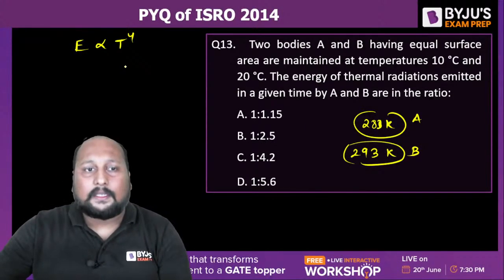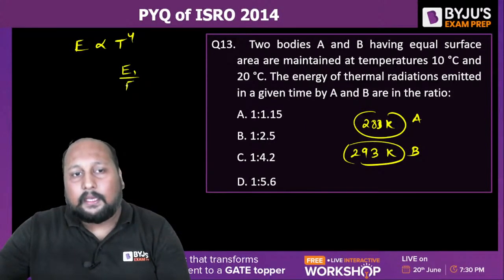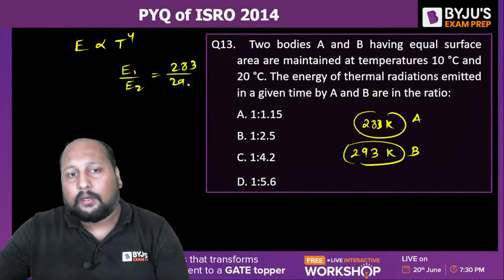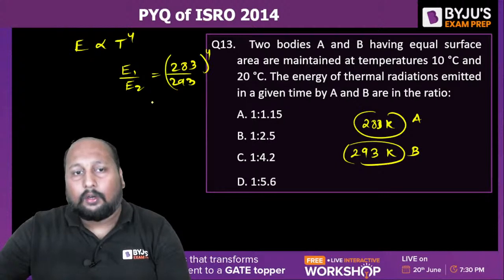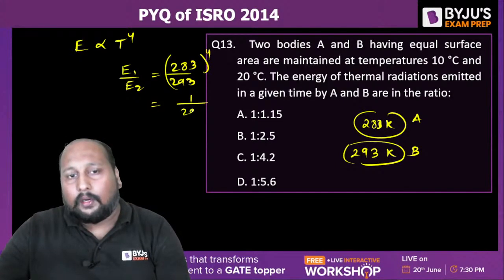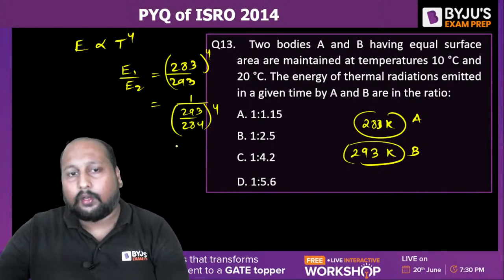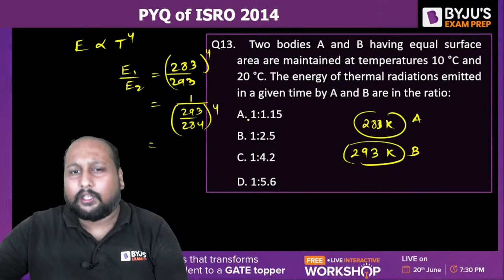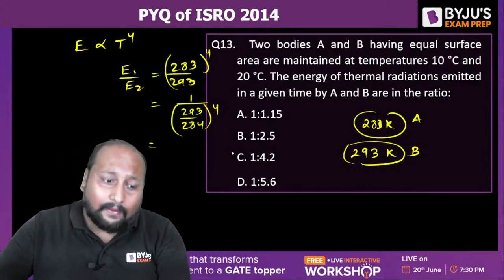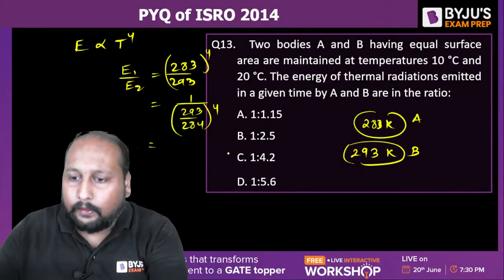So we can say E1 by E2 is equal to 283 divided by 293 to the power 4, or I can say if you take the ratio, it is 1 upon 293 by 283. Kitna aa raha hai? Try to solve it. 1 point something hi hona chahiye. Option B. Are we getting option B? Oh, sorry, option A.